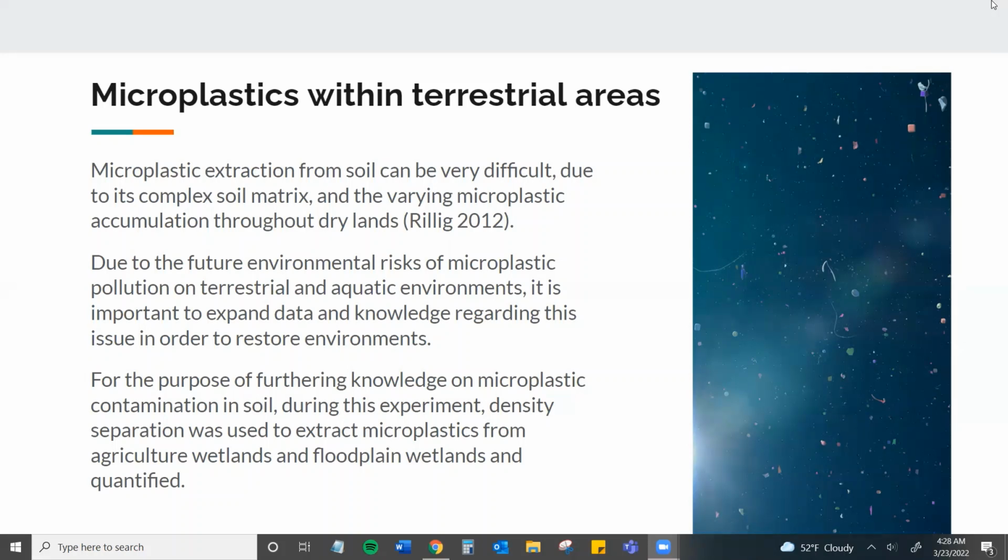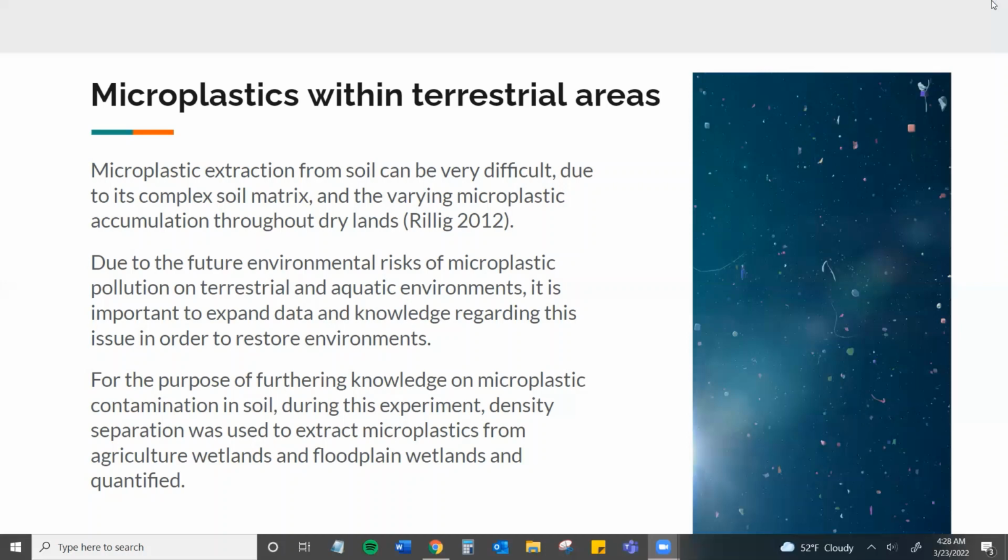Since plastic production occurs on land, it's believed that microplastics, before they enter the ocean and other water sources, penetrate terrestrial ecosystems and lead to environmental issues. So due to the future environmental risk of microplastic pollution on terrestrial environments, it's important to expand our data and our knowledge regarding this issue in order to fully understand their impact and help us restore our environments.